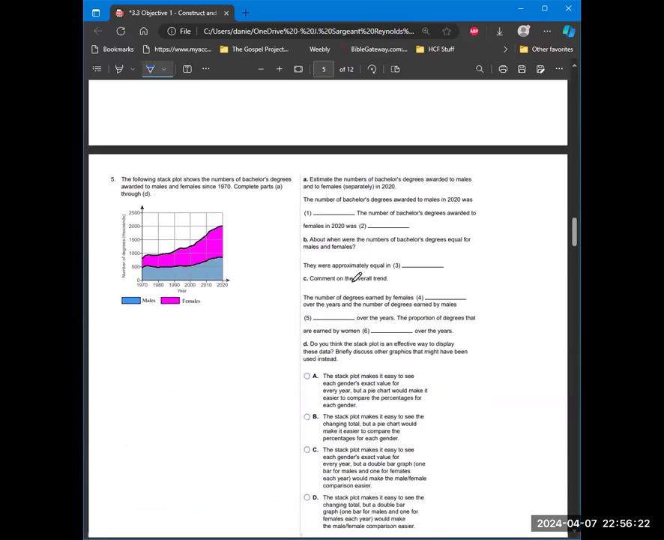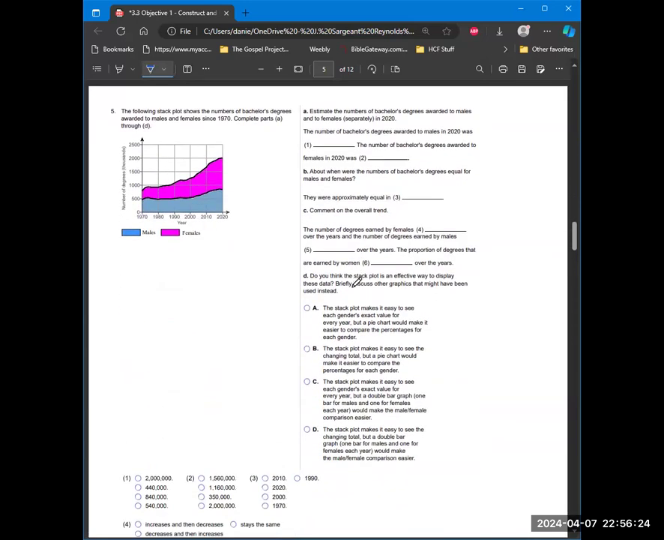Let's go ahead and look at number 5. The following stack plot shows the number of bachelor's degrees awarded to males and females since 1970, so complete parts A through D.